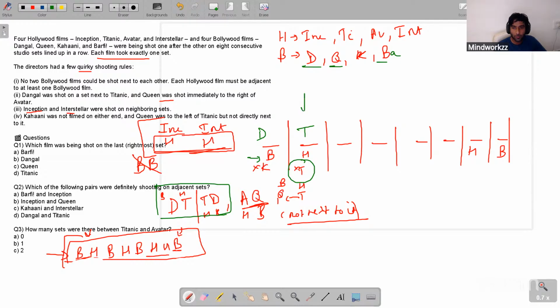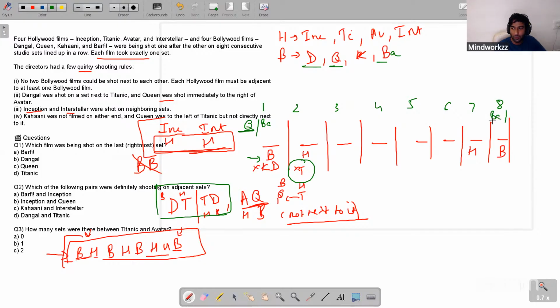In this part, if I label this as set one, two, three, four, 5, 6, 7, and 8, we know that Titanic cannot come in set 2. So if Titanic cannot come in set 2, then Dangal also cannot come in set 1. So you can put a cross that Dangal is also not coming here. Now you are left with two options: you are either left with Queen or with Barfi. Similarly, if Queen is in the first slot, then Barfi is here at the last.